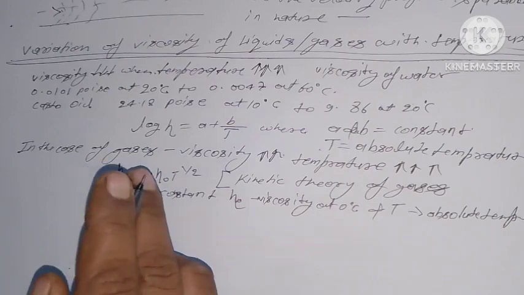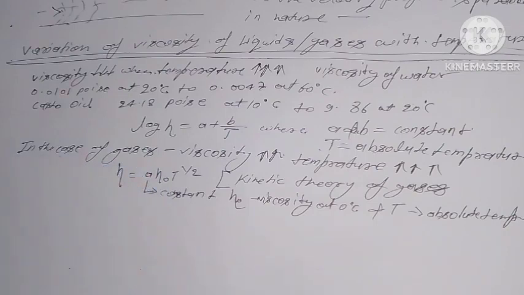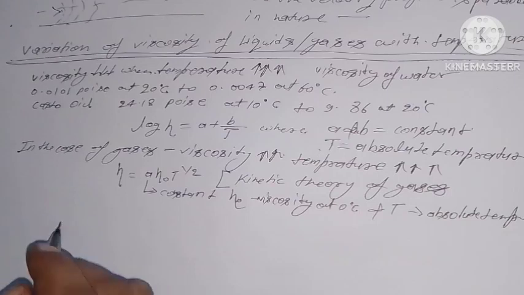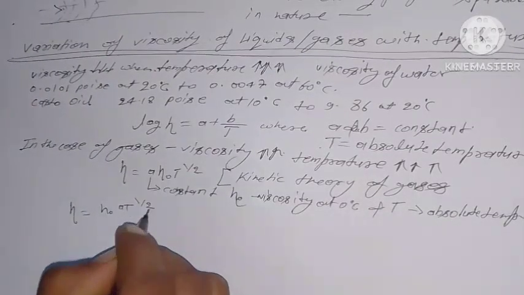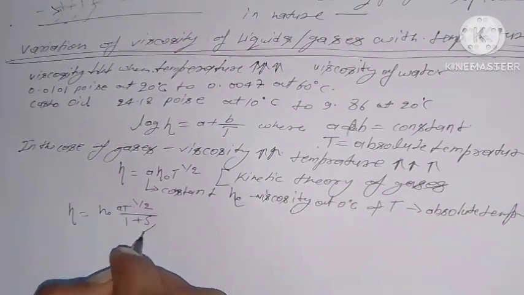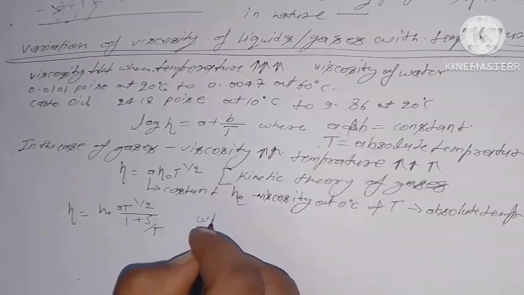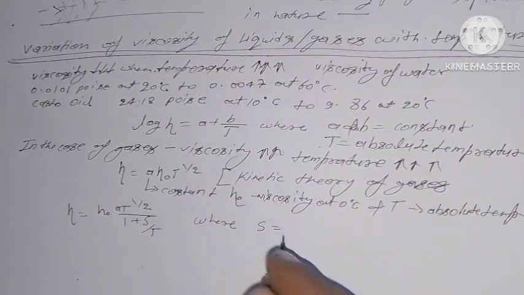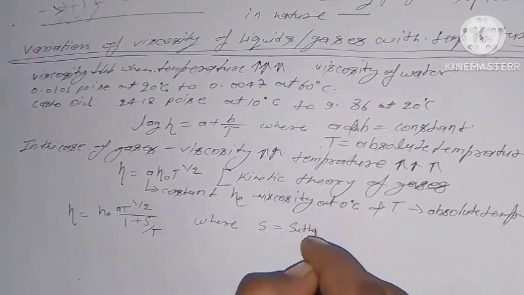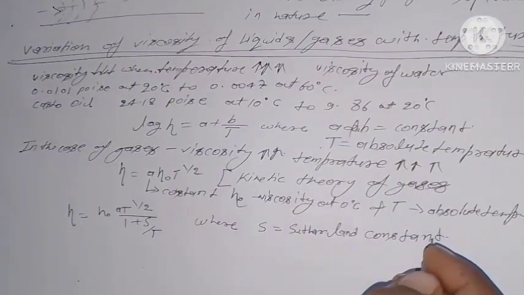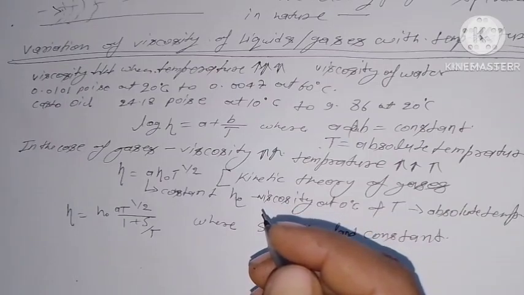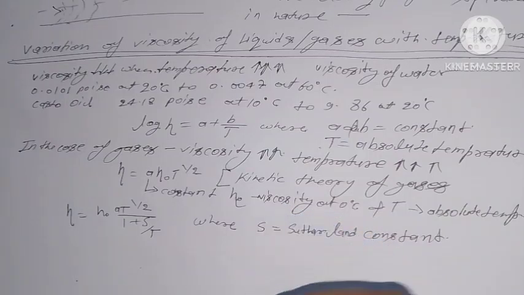So Sutherland, taking into consideration the small force of attraction between the neighboring molecules, modified the formula to eta equal to eta naught a T to the power 1 by 2 upon 1 plus capital S by capital T, where S is known as the Sutherland constant.